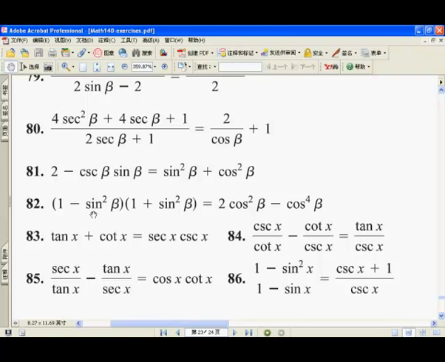Now let's look at the 82. 1 minus the sine square beta times 1 plus the sine square beta is equal to 2 times cosine square beta minus the cosine to the 4th power of beta.